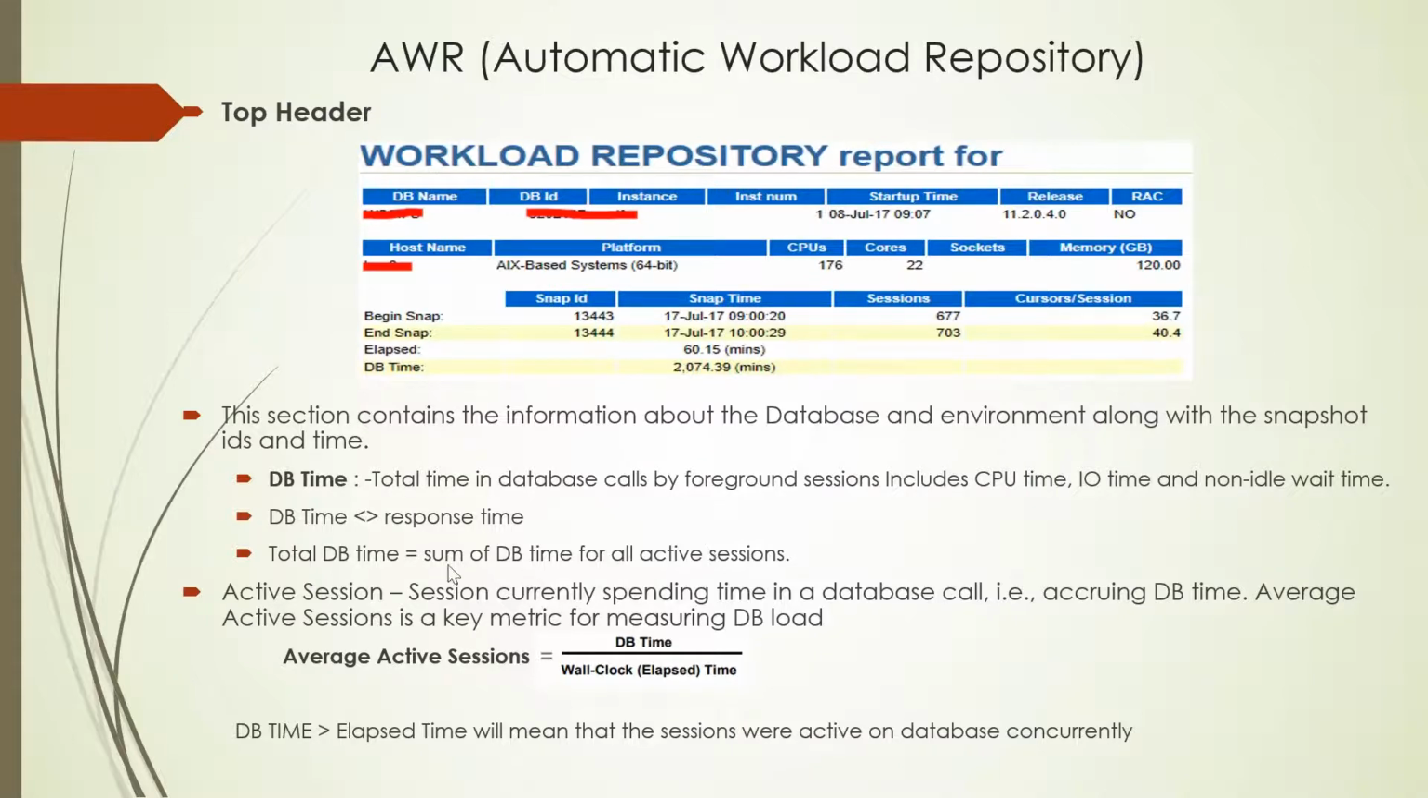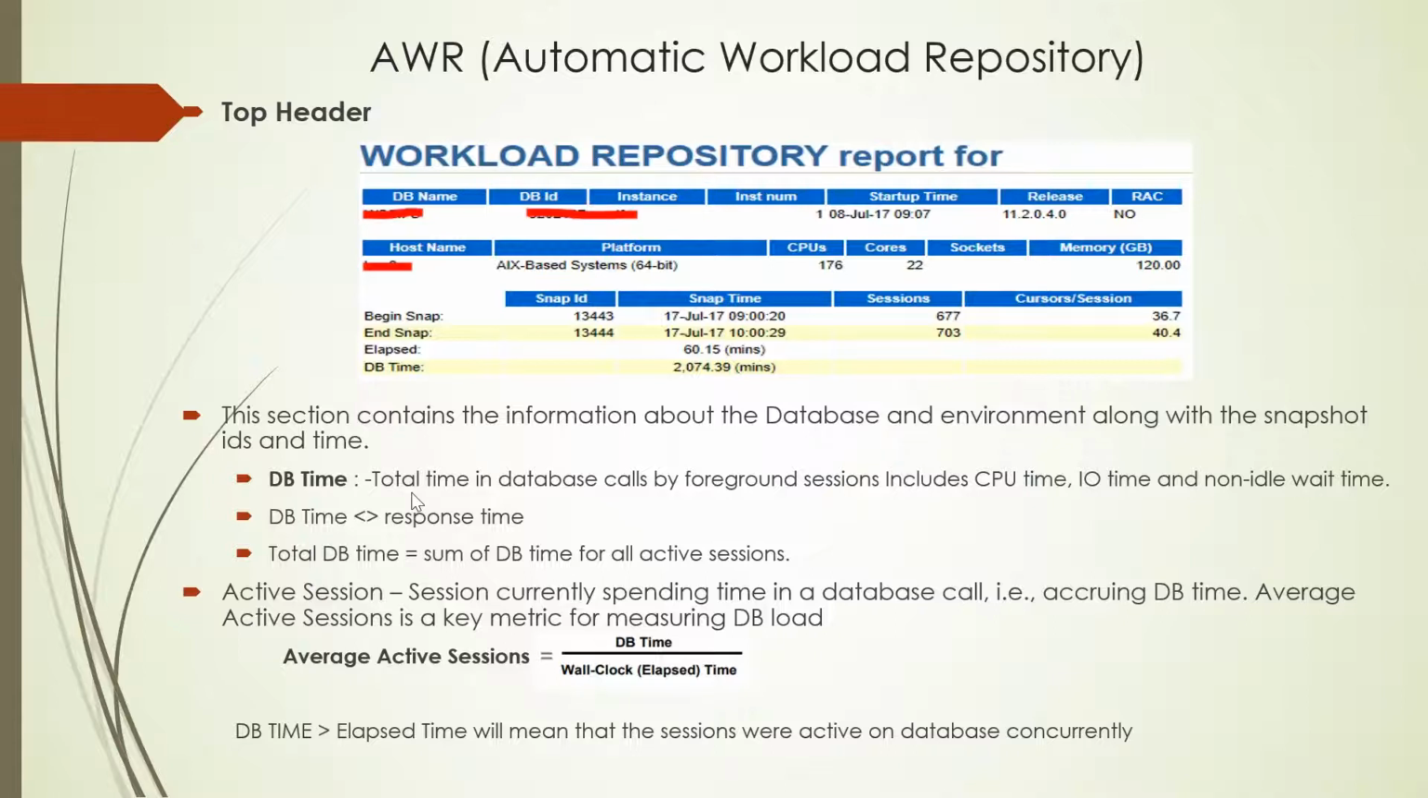Now let's understand this particular concept, DB time. This is what we will be using more often in the upcoming slides. DB time is the total time in database calls by foreground sessions, which includes CPU time, IO time, and non-idle wait time. Keep in mind that all the DB time you get in AWR is for foreground processes or foreground sessions. It does not include the background DB time.